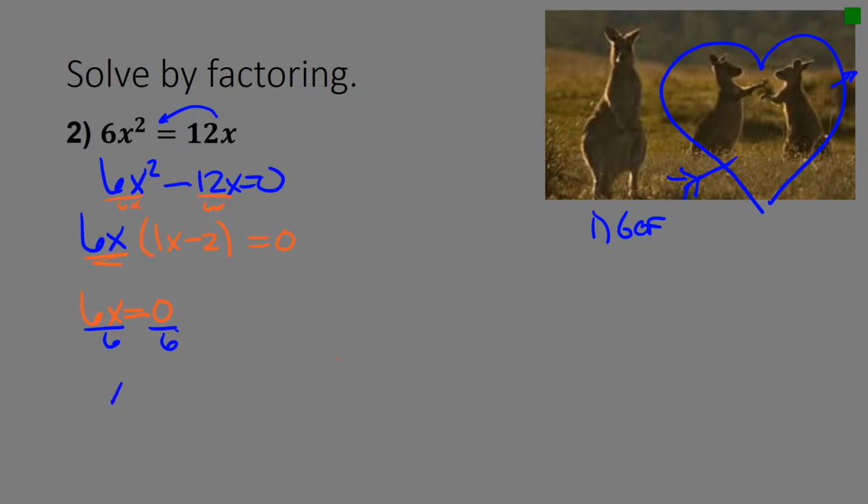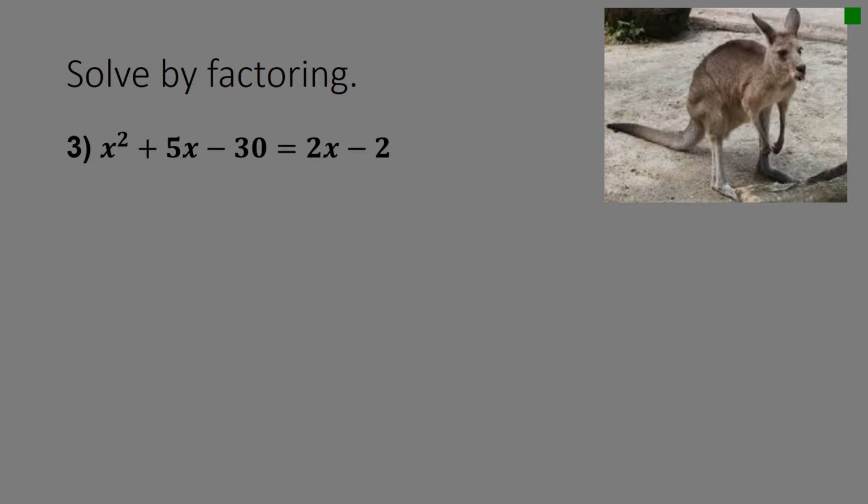Divide by 6, so x would be 0. And if we put that in there, 6 times 0 is 0, 12 times 0 is 0. So 0 equals 0. It's all good. And over here, I've got 1x minus 2 could be 0. Add 2. So x could be 2. And if I go up in here and I check, 2 squared is 4, 6 times 4 is 24, 12 times 2 is 24. It works.